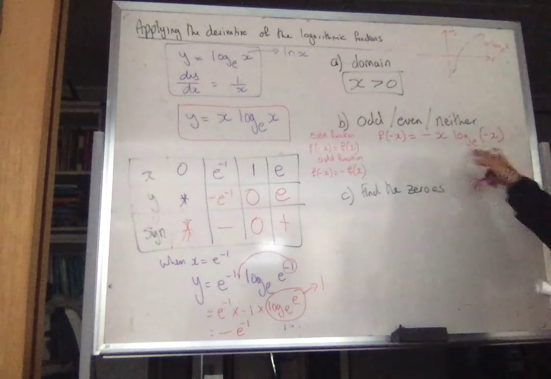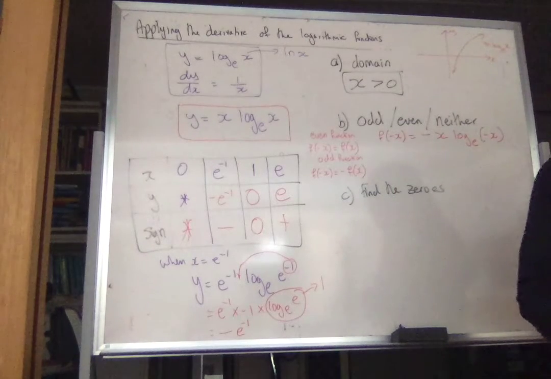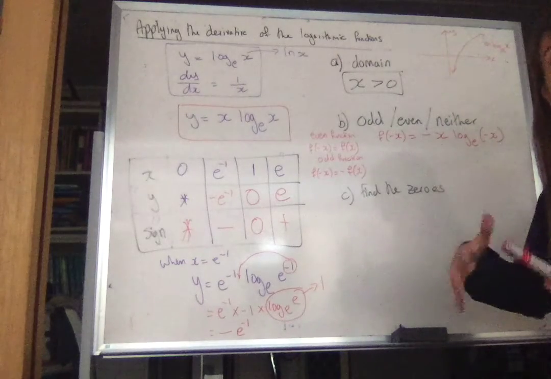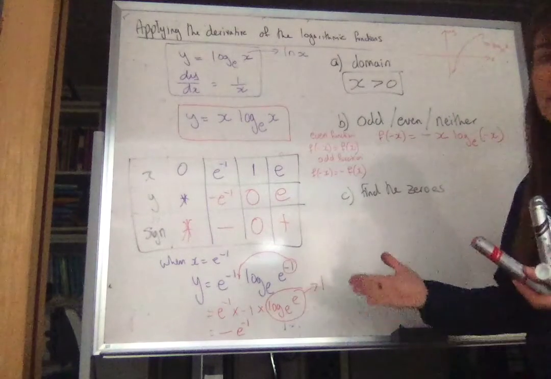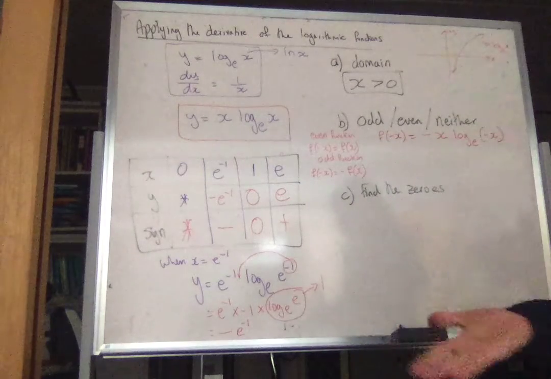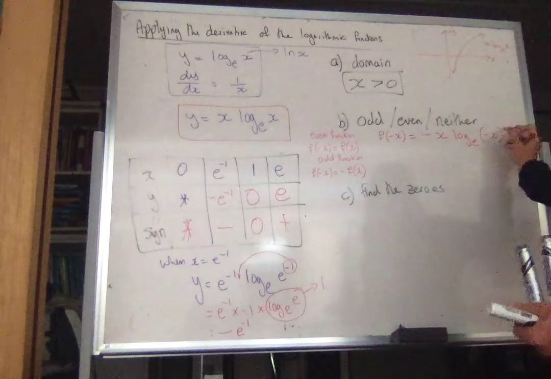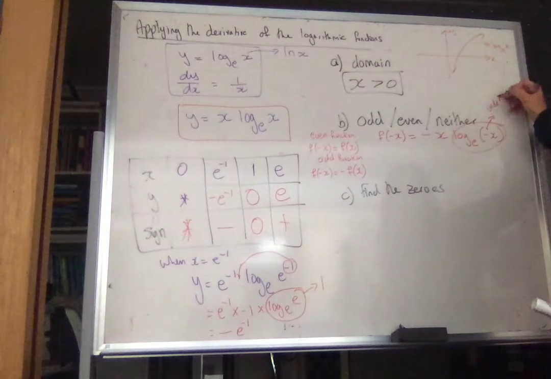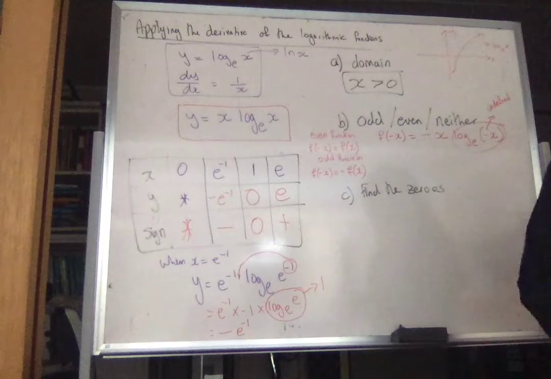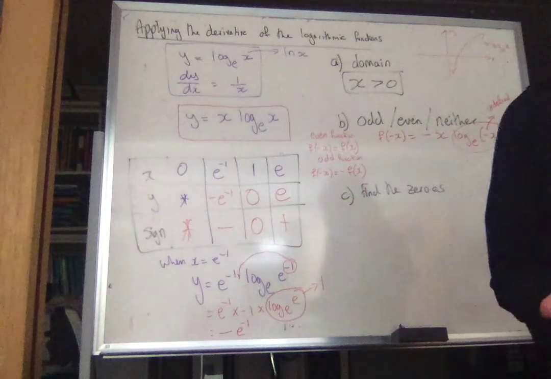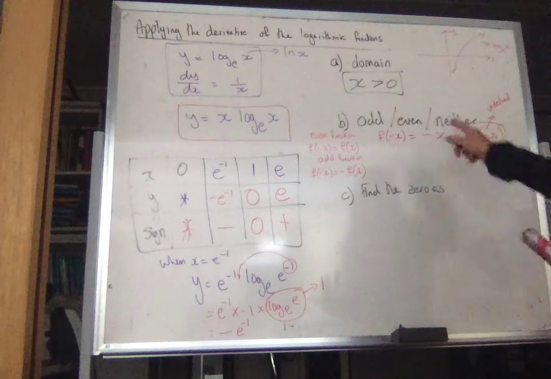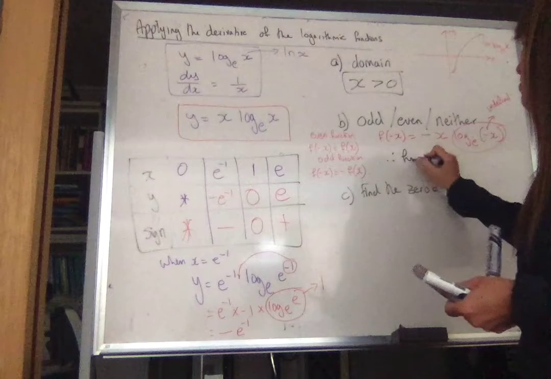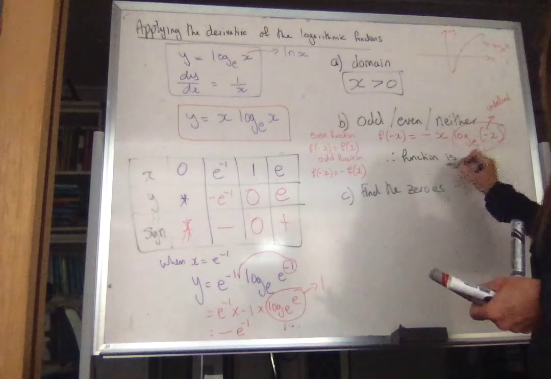Now here is something we need to think about. Am I able to find the log base e of any negative number? And the answer is no. So the function is undefined here when we have a negative. So what can we say then? This function is neither.